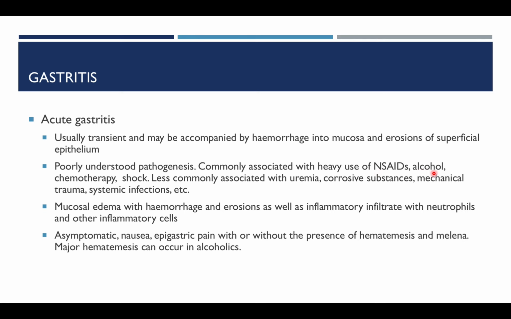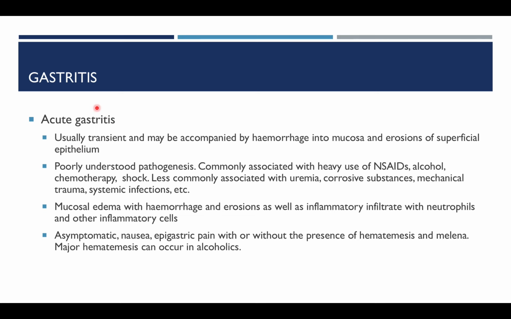In terms of alcohol, it is a direct toxin that can affect the mucosa. Chemotherapy causes destruction of cells, and this destruction tends to be permanent. So because of lack of regeneration of cells, there's a lack of protection. And then we have shock, which basically causes a lack of blood supply, which is important. So now we know why NSAIDs, alcohol, chemotherapy, and shock are associated with gastritis.